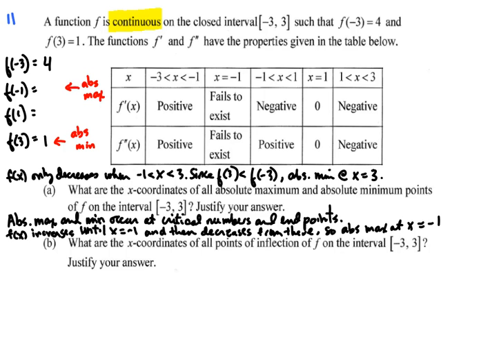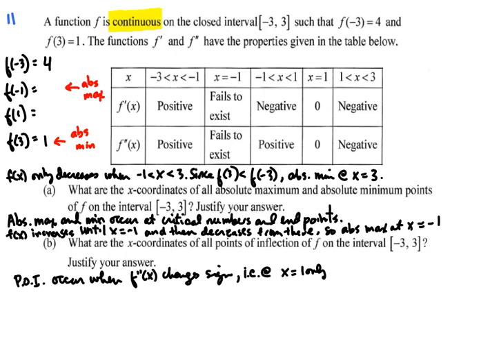Part B, what are the x-coordinates of all points of inflection of f on the interval -3 to 3? Well, points of inflection will occur when the second derivative changes sign, which in this case is only at x equals 1.